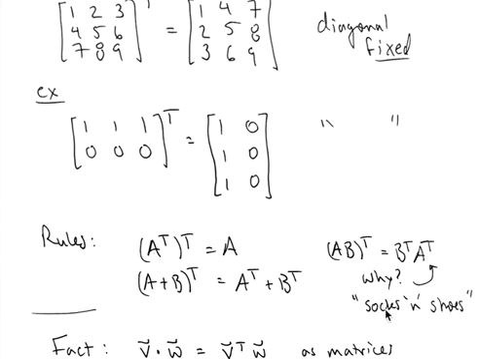And this is called the socks and shoes rule because if you put on your socks and then your shoes, when you take them off, you have to take off your shoes first before your socks. That's how I learned it. It's a little bit silly.